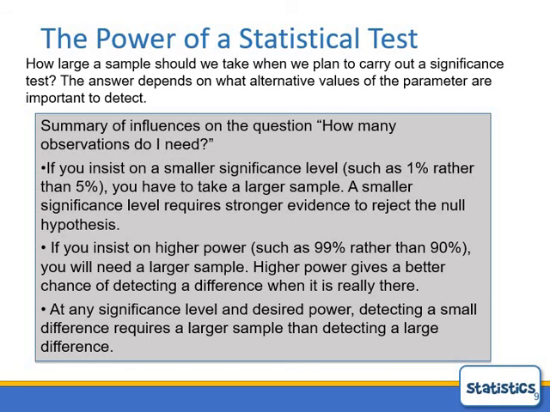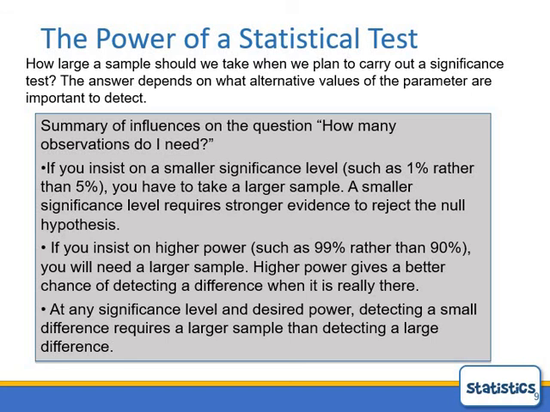Okay? But in general, if you insist on a smaller significance level, you want to take your alpha smaller because you don't want to make a type 1 error. So if you want 1% rather than 5%, you would need larger samples than you would at the 5% level to keep the power. Smaller significance levels require stronger evidence. If you insist on high power, such as 99% power, rather than 90% or 95% power, you need larger samples. If you want more power, smaller significance, you need larger samples.